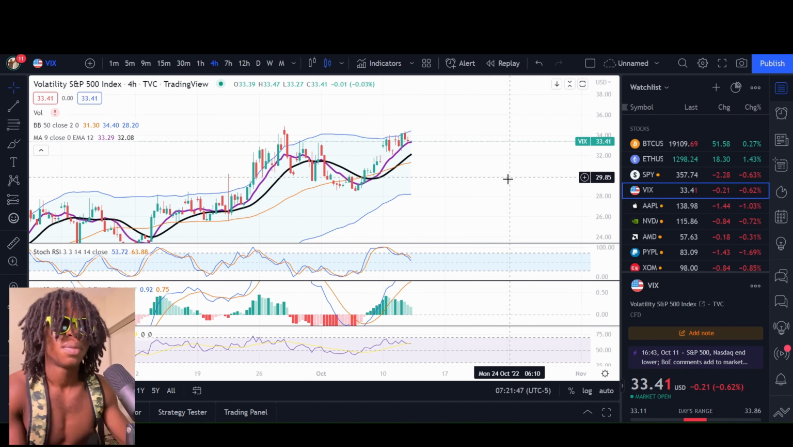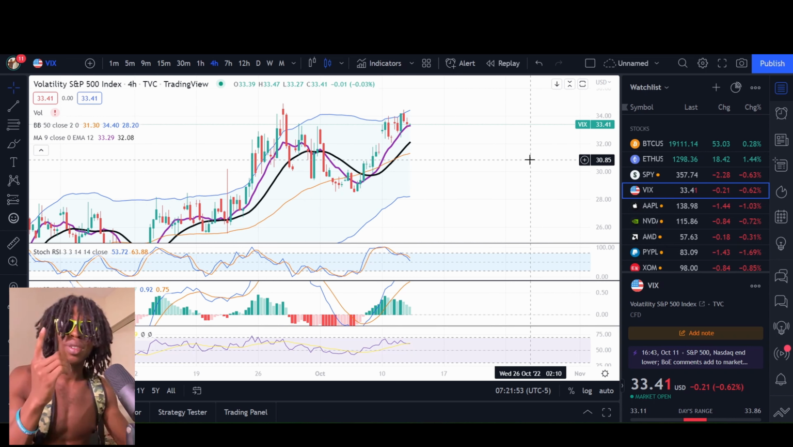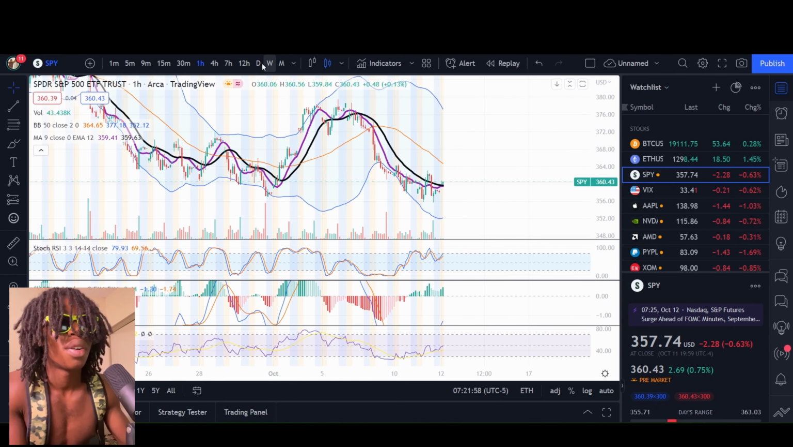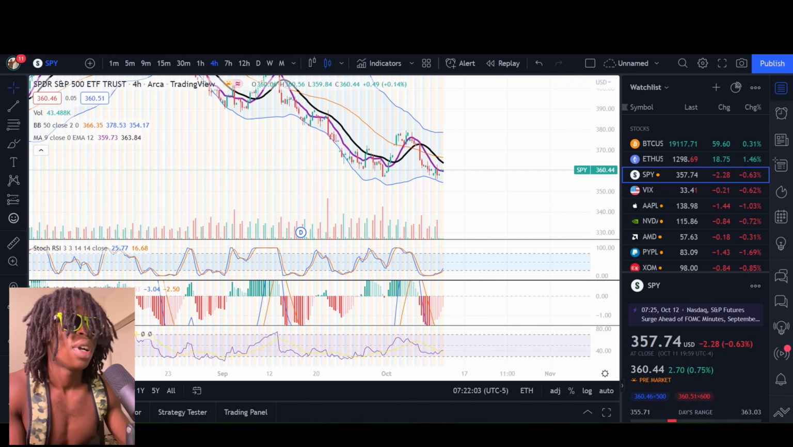Okay, so look, this is the 4 hour. Because like I said, it only measures the volatility. The higher it goes up, normally that means the stocks are going down. This is the VIX for the 4 hour. Then we're going to go to the SPY for the 4 hour and see what that's doing.